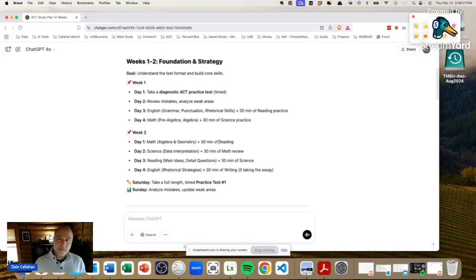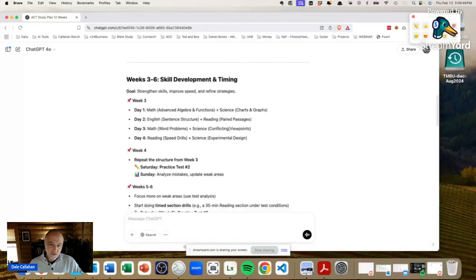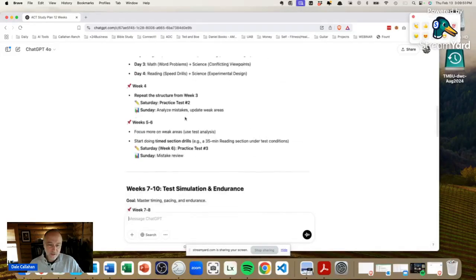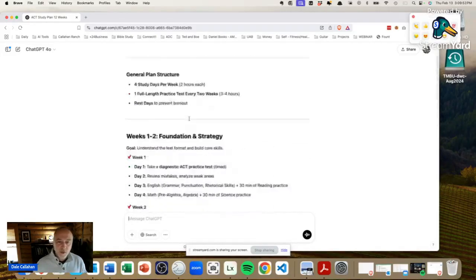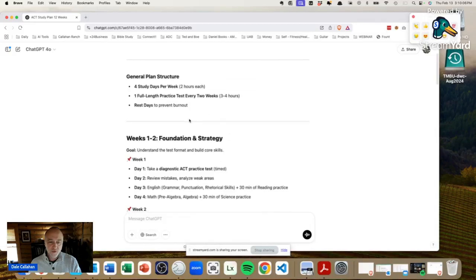week 2. Now, if you're like me and you're just looking at this, you're like, okay, well, that's a little fuzzy. But there's a plan, right? There's week 1, week 2, week 3 to 6, skill development in doing these things. So this is a great starting place. And now if you're sitting here thinking, well, this doesn't really tell me what I want, but this is exactly what you want. You want a plan and not to be overwhelmed. We now know what to do on day 1, take a diagnostic test.